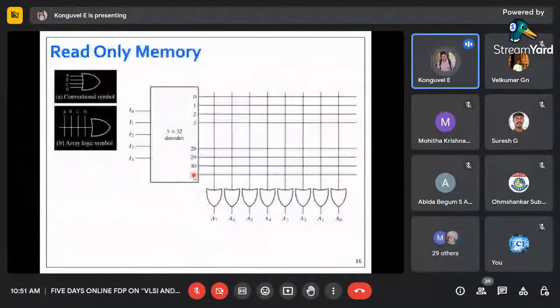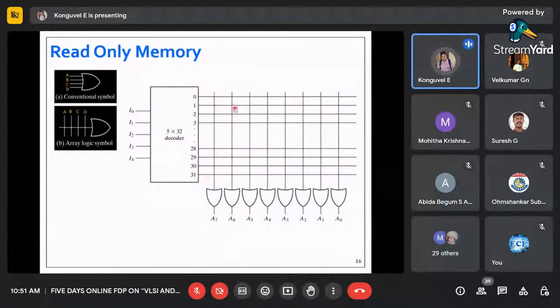So then comes read-only memory. So far, what we have seen are RAM kinds of things. As long as the power supply is there, we will be doing the read operation and the write operation according to our convenience. But read-only memory is not like that, because once it is programmed, it is programmed. So it will be available even without the power supply. It comes under non-volatile memory.